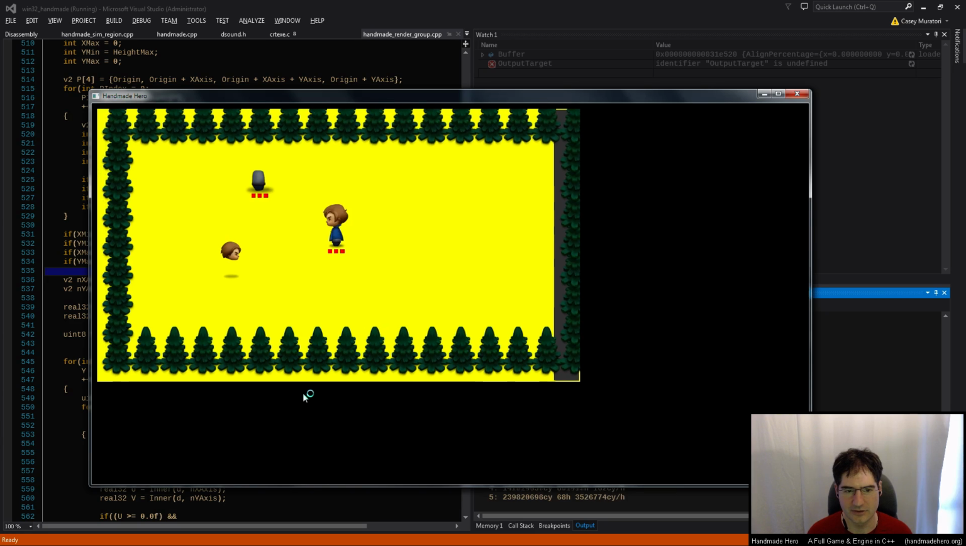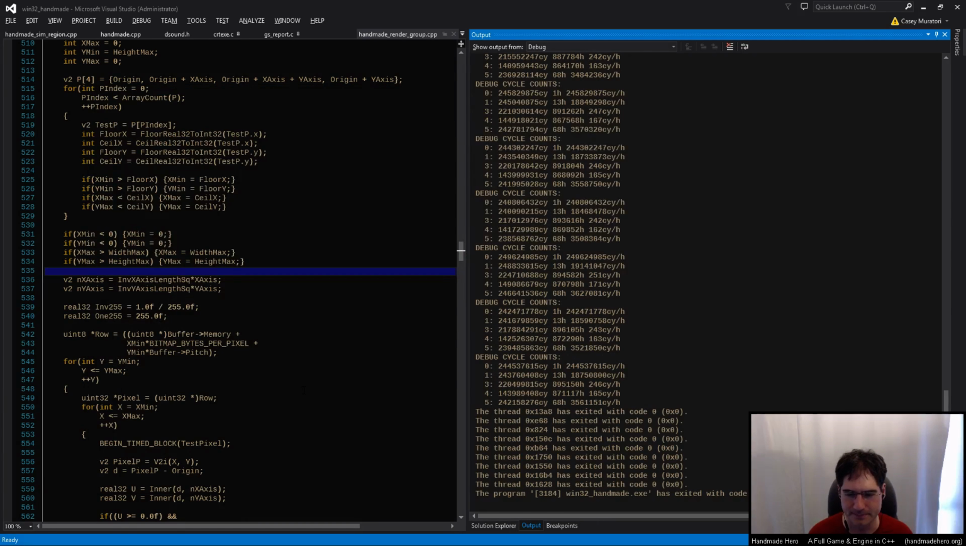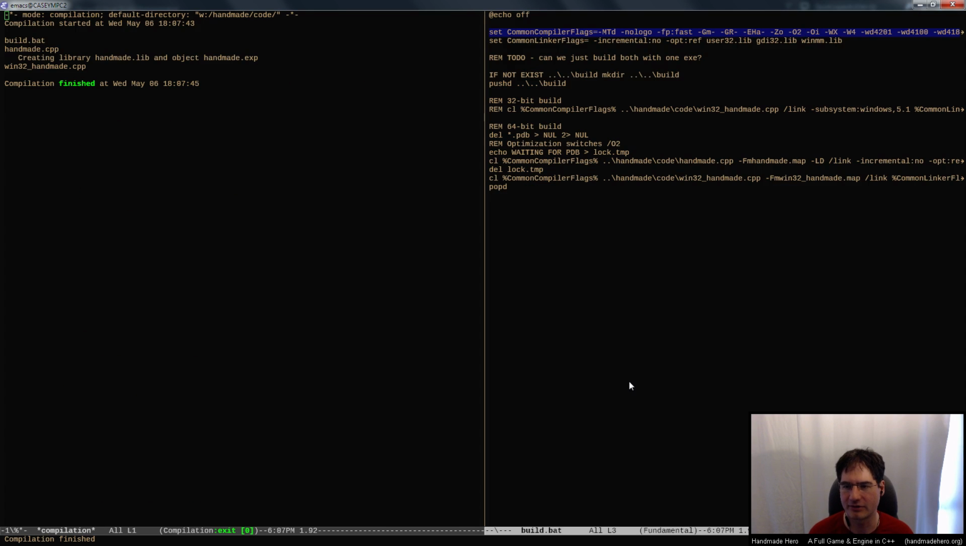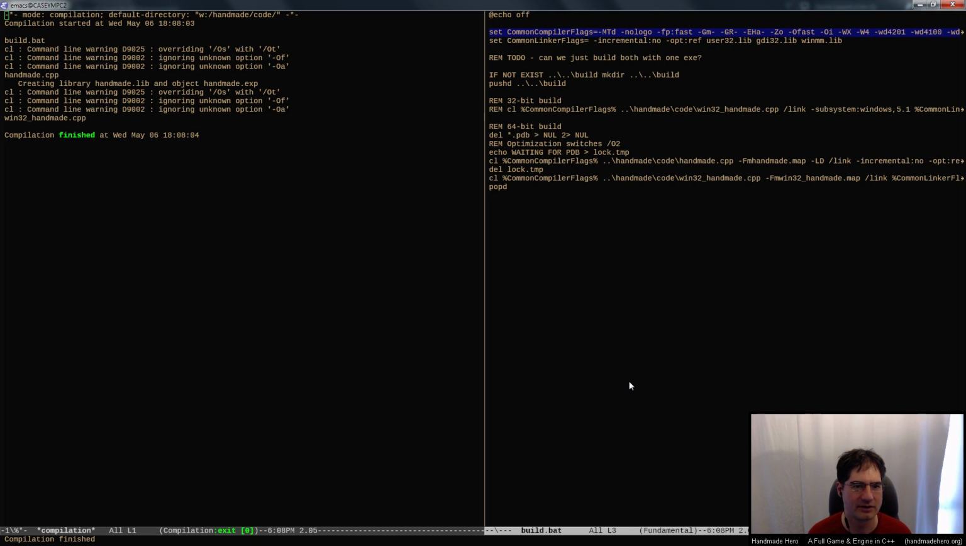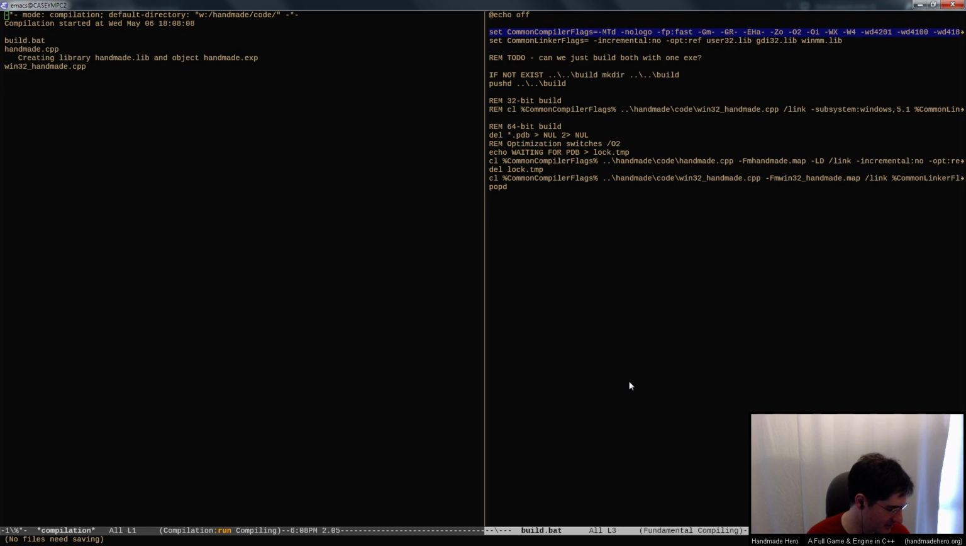So let's see here. Here's our game running. We've got 240 some odd cycles happening per pixel there. Here's O3. It says ignoring unknown option. O fast. Are you sure these are actual switches? Stellar 7?